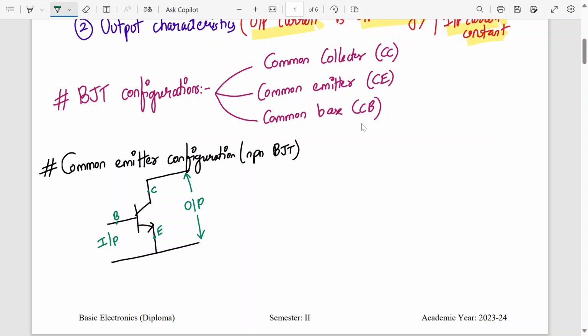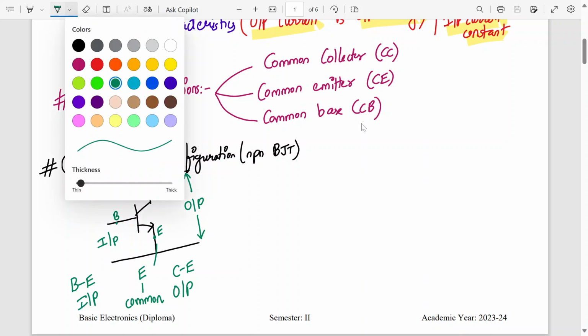Now the emitter terminal is common between input and output, yes or no? So which is my input circuit? Base and emitter. So base emitter is my input circuit, and what is my output? Collector and emitter. So that is my output. And which is the common terminal? Emitter terminal is common. So that's one of the reasons why it's called the common emitter configuration. Understood now? Just respond yes or no if you're following.